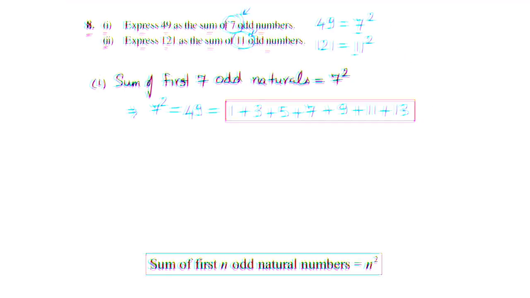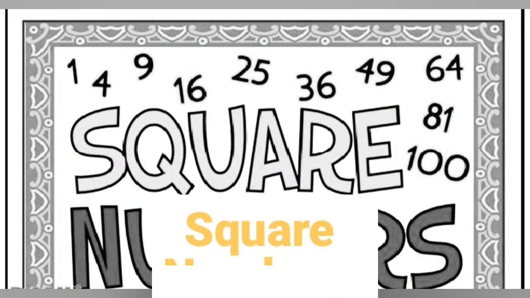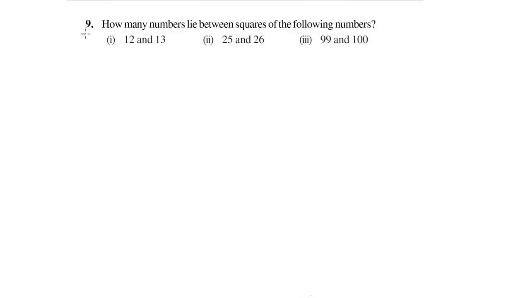Therefore, this is the way we are going to express 49 as a sum of 7 odd numbers. Now, how to do question number 9. Question number 9 says that we need to find how many numbers lie between squares of the following numbers. Like how many numbers are between the square of the first and second number. Clear? So this we need to do in this question.